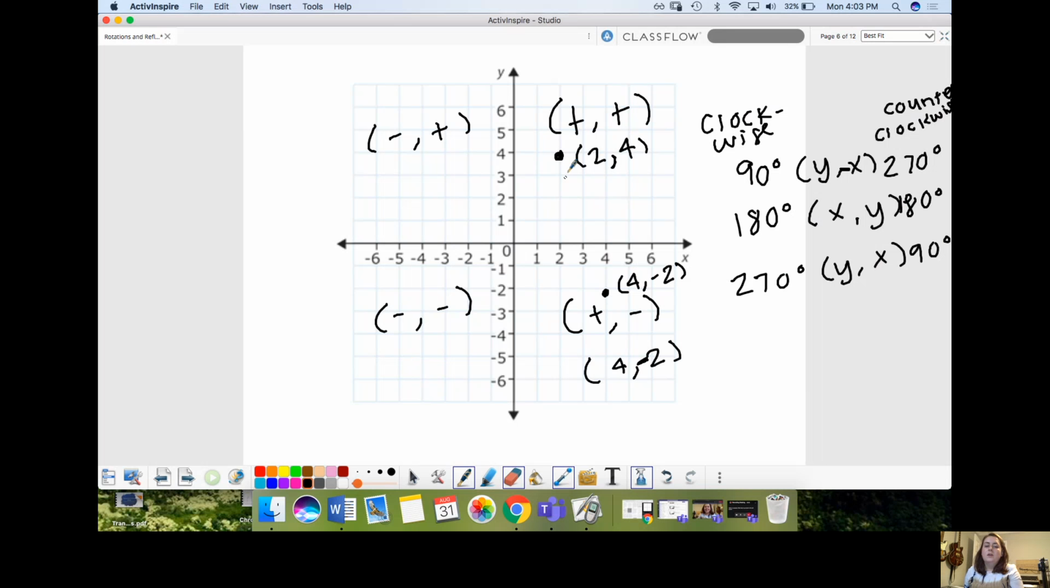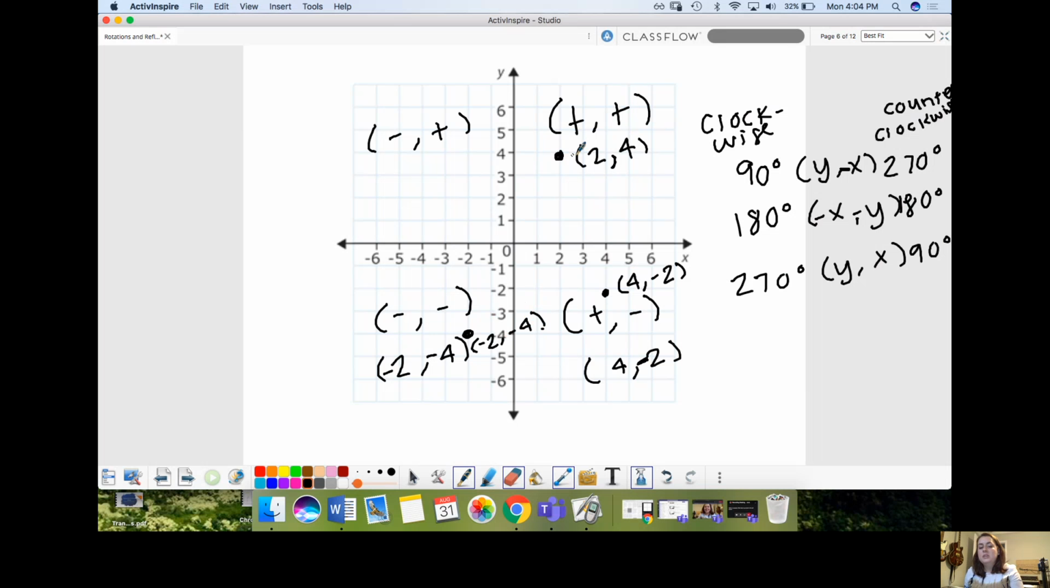Now, if we take this point, remember this is our pre-image, we want to rotate it 180 degrees. Remember 180 is the opposite side of the graph, so diagonal. Remember, when you go 180 degrees, you do not swap the X and the Y. It stays as 2 and 4. But remember, we want our answer to be both a negative and a negative. So really, it's -2 and -4. So we changed both of the signs.